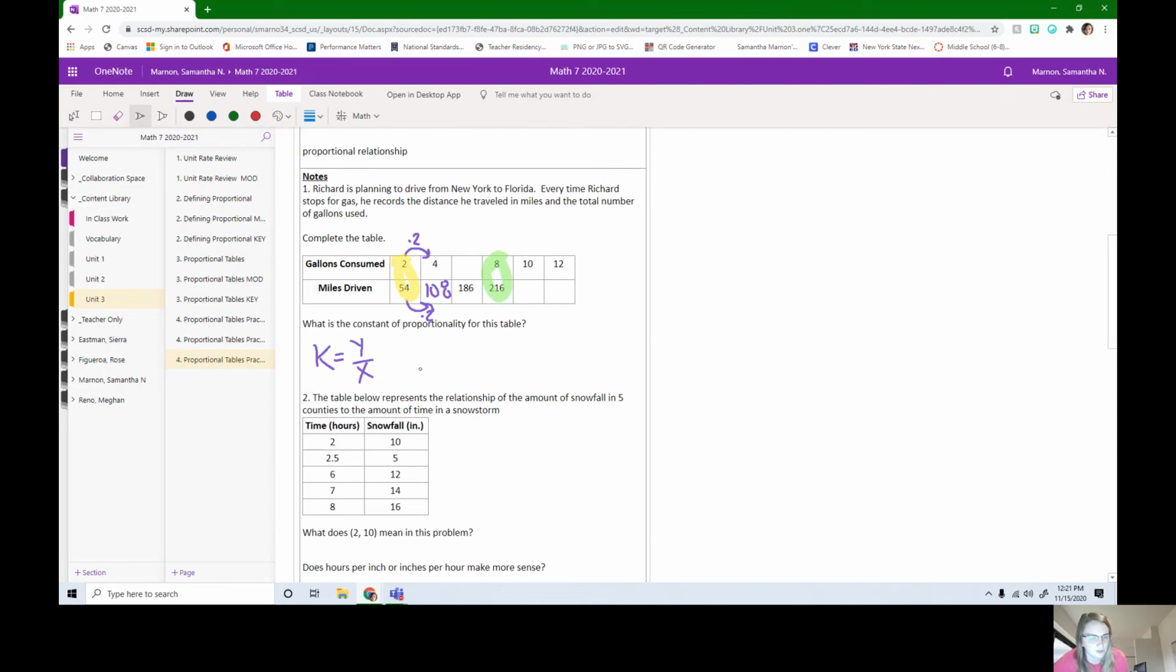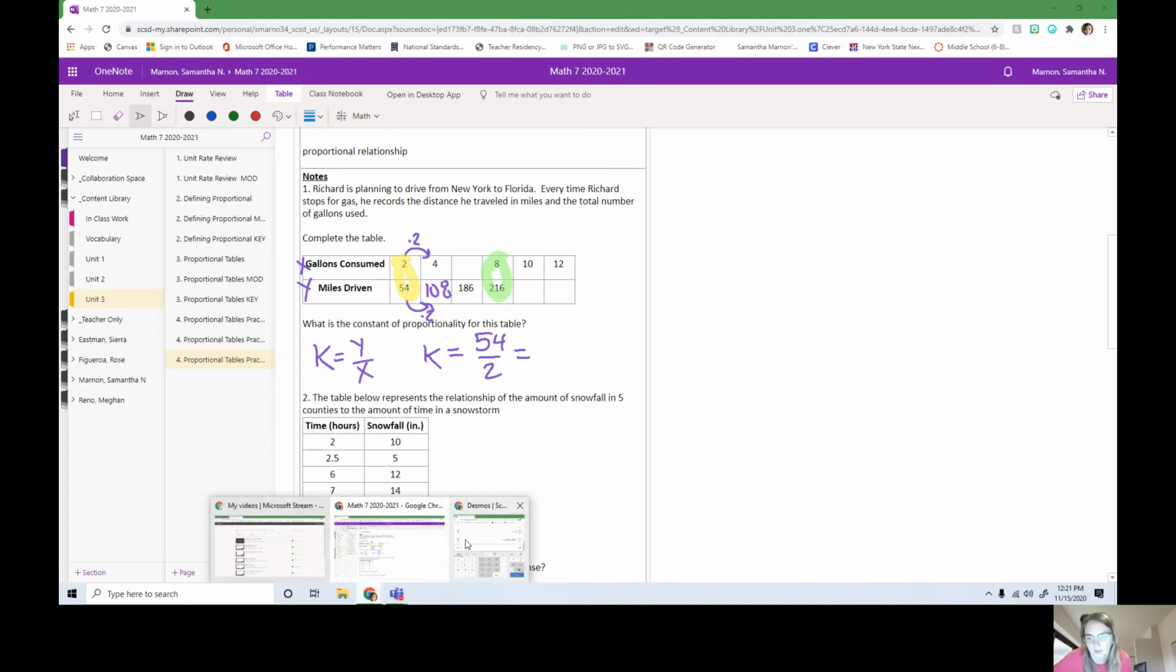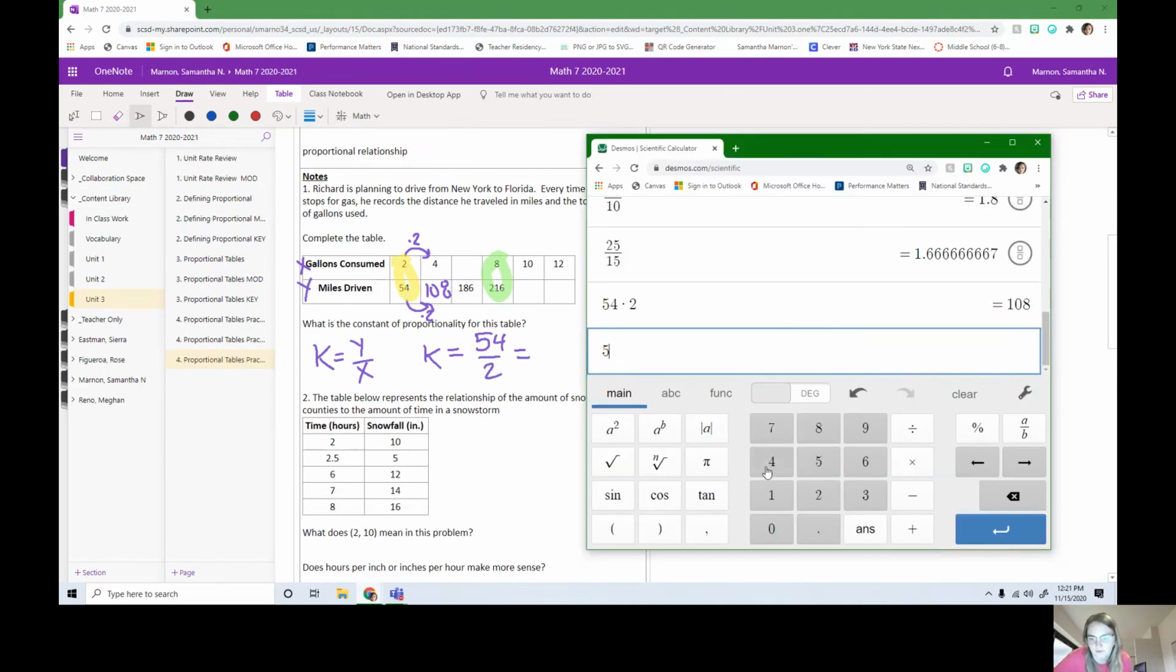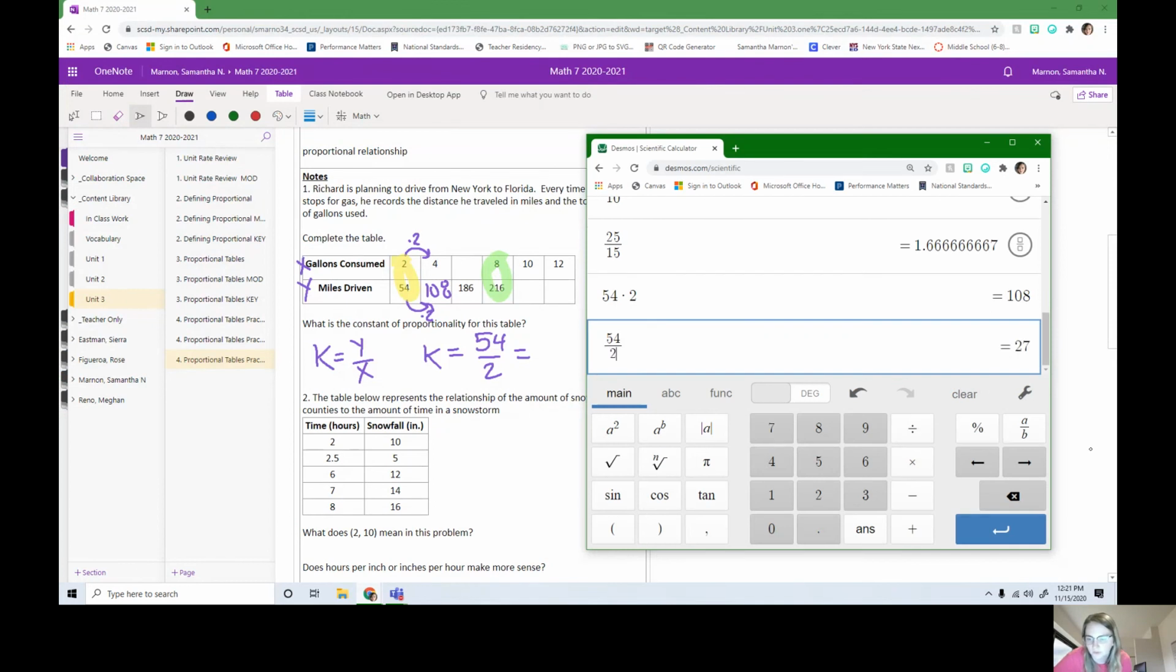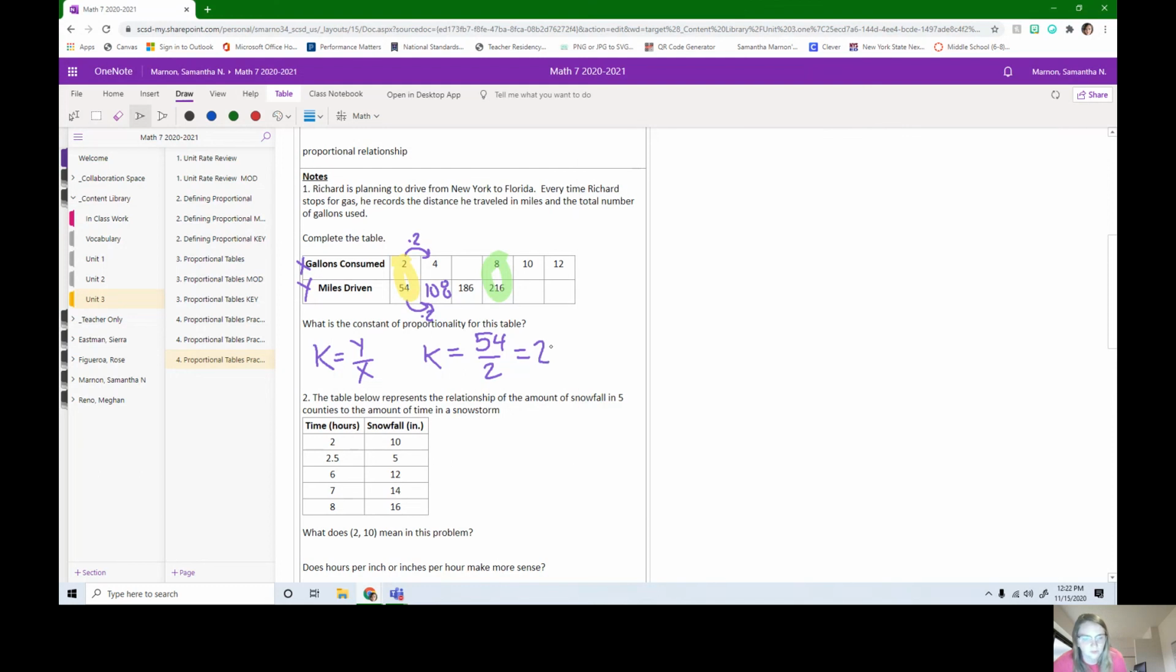So it doesn't matter which one you pick. I'm going to do 54 and 2 just because they seem like easier numbers. So if this is my X and this is my Y, I'm going to do 54 divided by 2. Check it on our calculator, make sure we're always getting the right numbers. So 54 divided by 2, we get 27. So that's going to be 27 miles per gallon, or MPG. You might see it abbreviated.